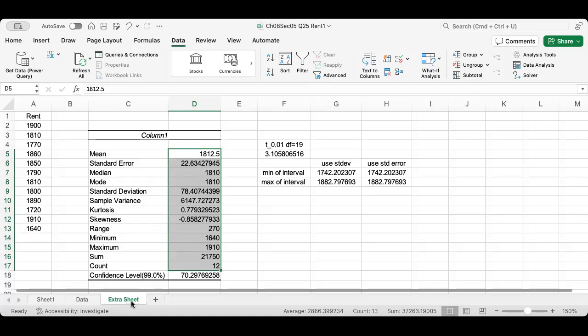So now I'm sure that my sample average rent was $1,812.50. I'm sure that the correct average rent in this area is between 1742 and 1882, based off of these 12 samples.